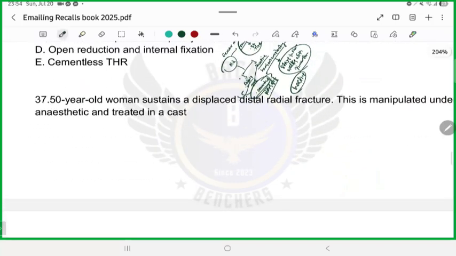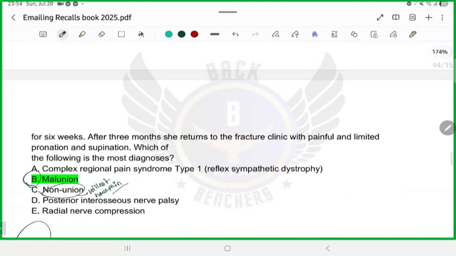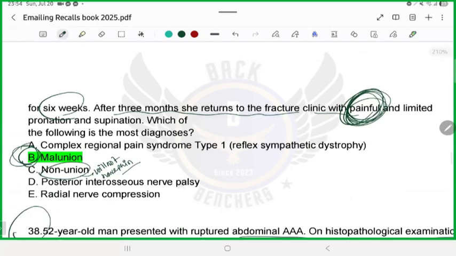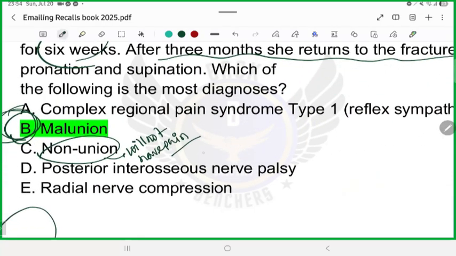50-year-old woman sustains a displaced distal radial fracture. This is manipulated under anesthetic and treated in cast. After 6 weeks, after 3 months, returns with the fracture painful. Anytime it's painful, it's malunion. Anytime it's painful, you will have problems regarding this explanation. In a 2022 question, maybe you said it's non-union.